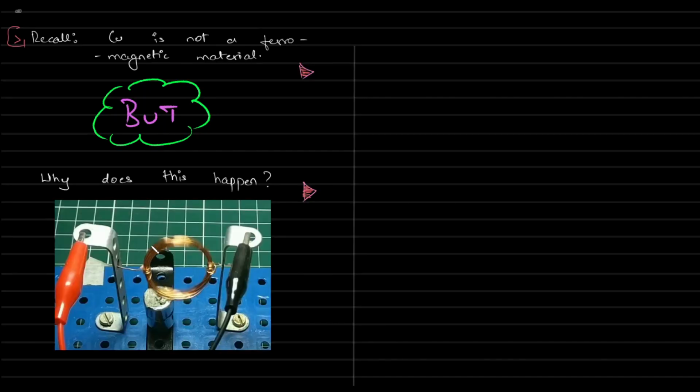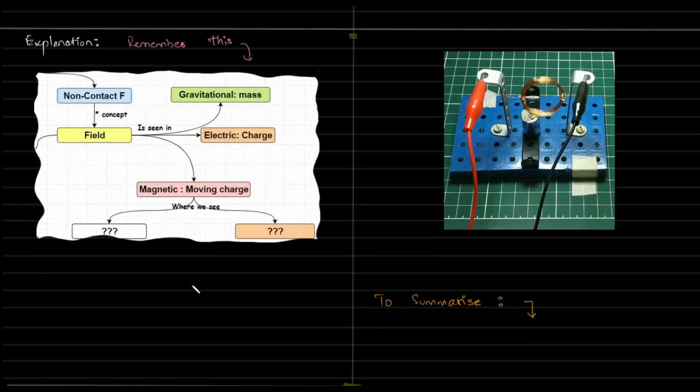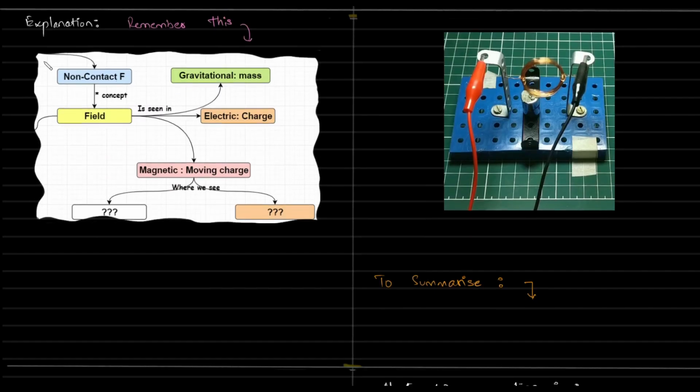See, here you have a copper wire and you have a magnet. They're not supposed to either attract nor repel because it's not a ferromagnetic material. So why is it moving with this much speed? Why is that happening? Well, to understand that, we have to go back to this.